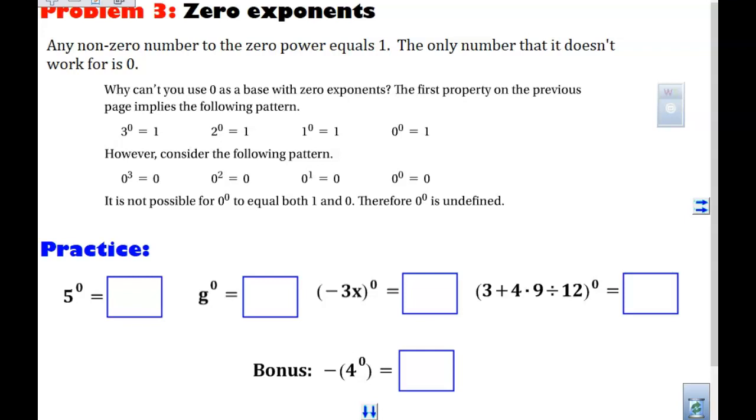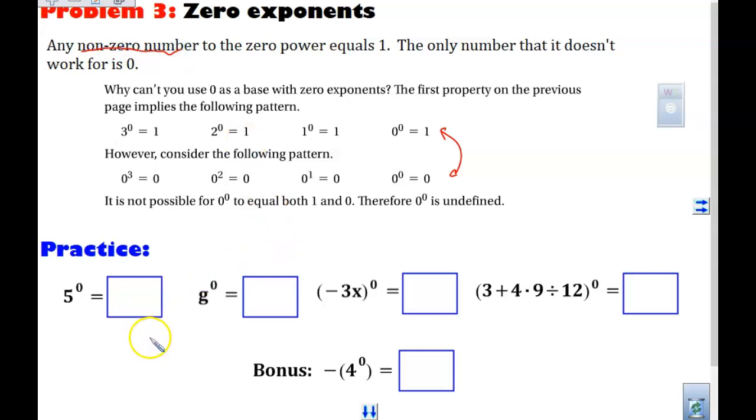Why can't you use 0 as a base? Since the first property on the previous page would have given us 3 to the 0 equals 1, 2 to the 0, 1 to the 0. And if we looked at that, 0 to the 0 means 0, which is when you multiply 0 times 0, you get 0, equals 1. But also if you consider 0 to the 3, all of these equal 0. So it can't be 2 things, right? It can't be both 0 and 1. This is impossible. So we say that it doesn't work for 0. Okay, so you will always see in the definition in mathematics, any non-zero number.